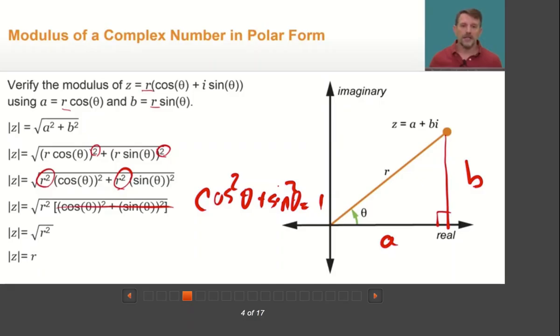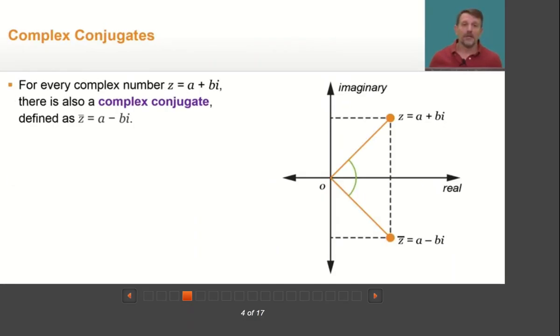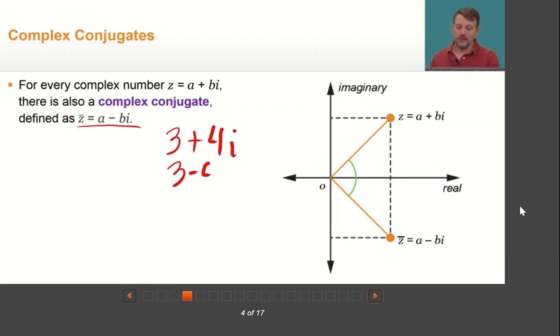Let's look at another aspect of the complex number. For every complex number z equals a plus bi, there's also a complex conjugate defined as z bar equals a minus bi. For example, if we have the complex number 3 plus 4i, its conjugate will be 3 minus 4i. The complex conjugate of a pure imaginary number, such as 4i, would just be negative 4i.